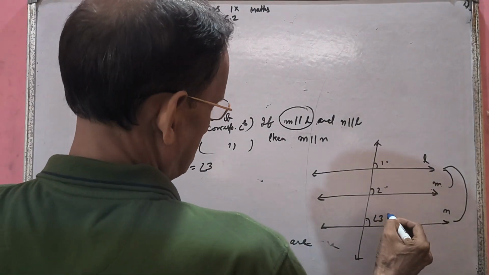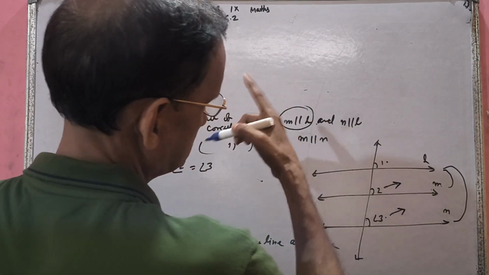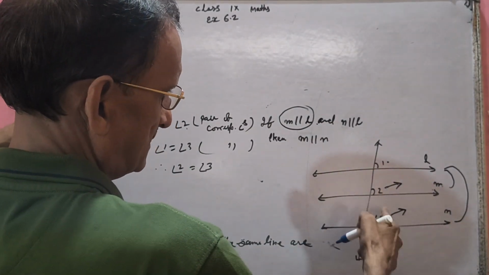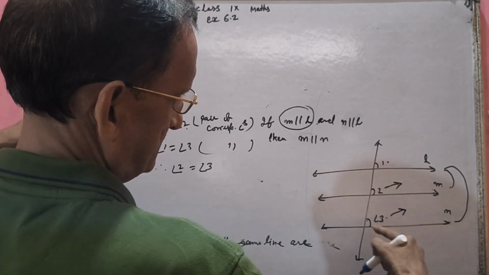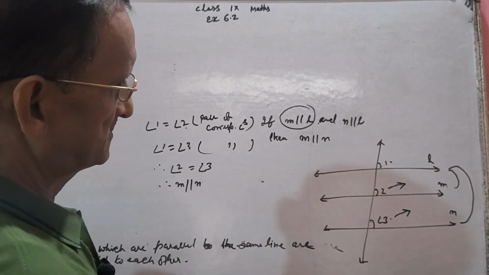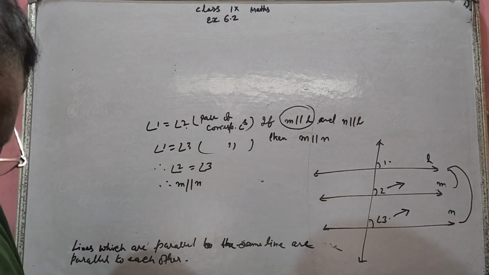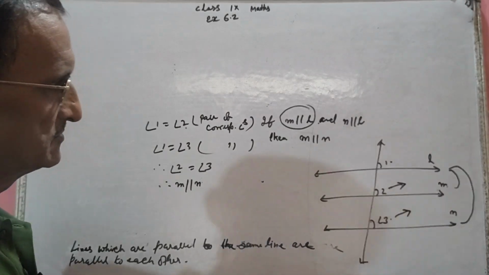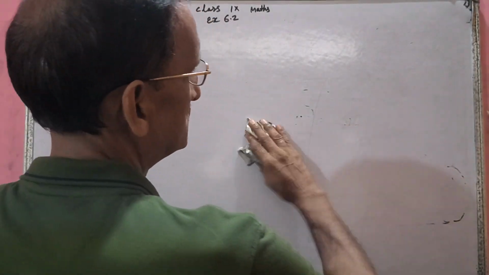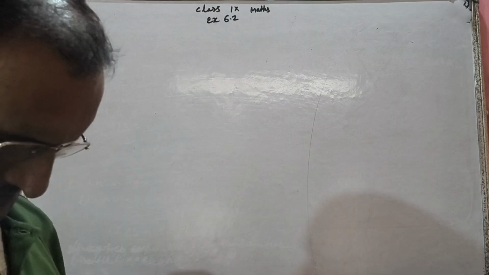Angle 2 is equal to angle 3, and these are a pair of corresponding angles. By the converse property I just explained, if the pair of corresponding angles are equal, then the lines must be parallel. So therefore, M is parallel to N. Understood? If the lines are parallel to the same line, they are parallel to each other. So these three are the minimum concepts you need to keep in mind. Then you can understand exercise 6.2 very clearly, very easy. And for class 9 students, easy only.